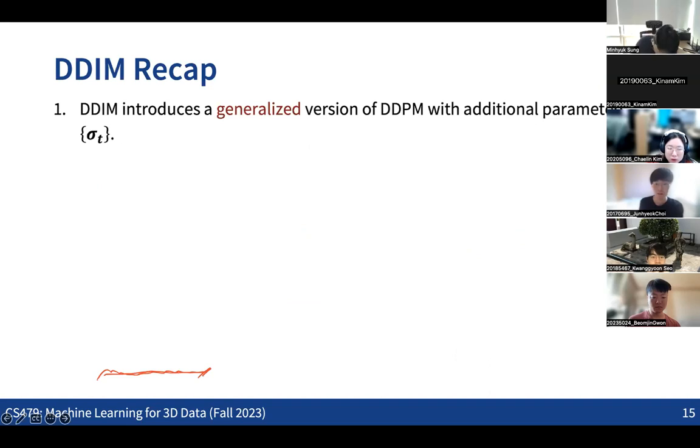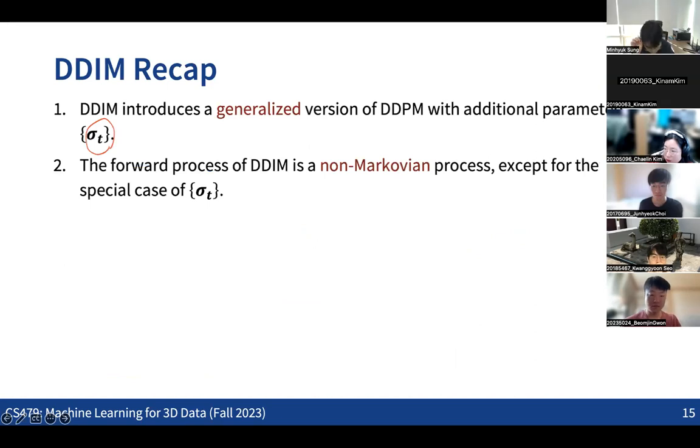So one of the key effects is that DDIM is a generalized model of the DDPM, with an additional parameter sigma. If we set a specific sigma, it becomes exactly the same as the DDPM. So depending on which sigma we choose, we can make the DDIM the same as the DDPM, the same Markovian process. But by varying the value of sigma, we can also make the DDIM a non-Markovian process, which is a generalized version of the DDPM.